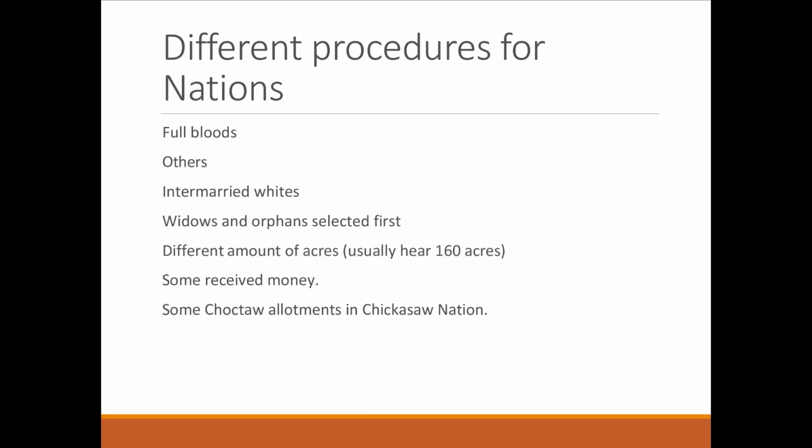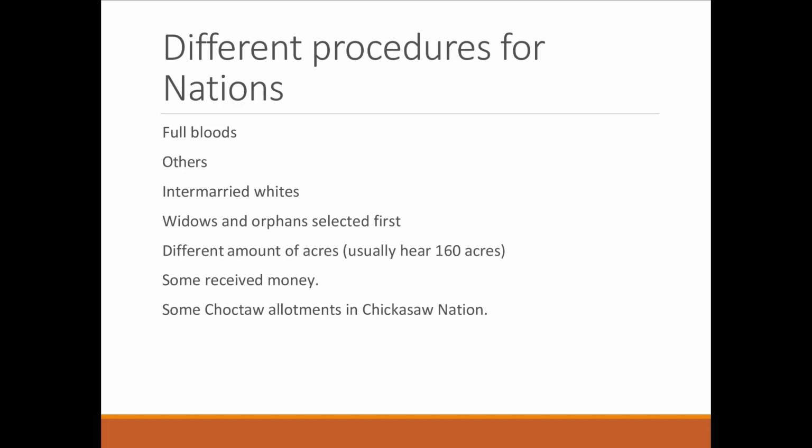And to my surprise, I learned that some people just received money. So if you don't find a land allotment, it may be because they received payment. And there are some Choctaw allotments in the Chickasaw Nation. So whenever you say this is the way it is, there's always an exception. You're in for a surprise.